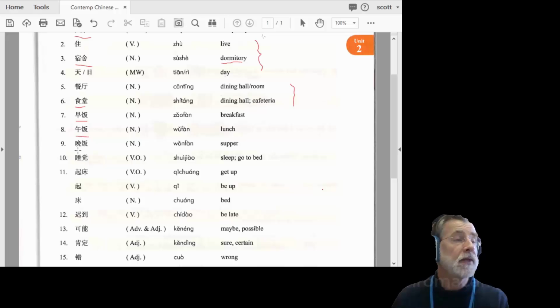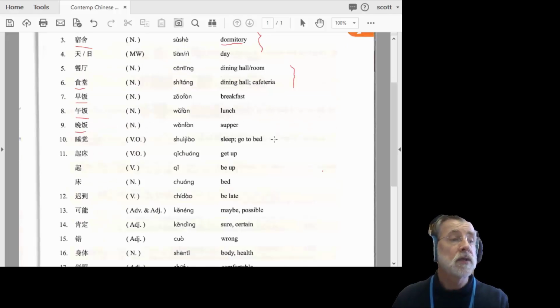晚饭, and here the 晚, I'm pretty sure we've learned before, to mean evening or nighttime. It can also mean late, and so 晚饭 means, well, they say supper. In Australia, we'd probably say dinner, and in Melbourne in the old days, we used to say tea.